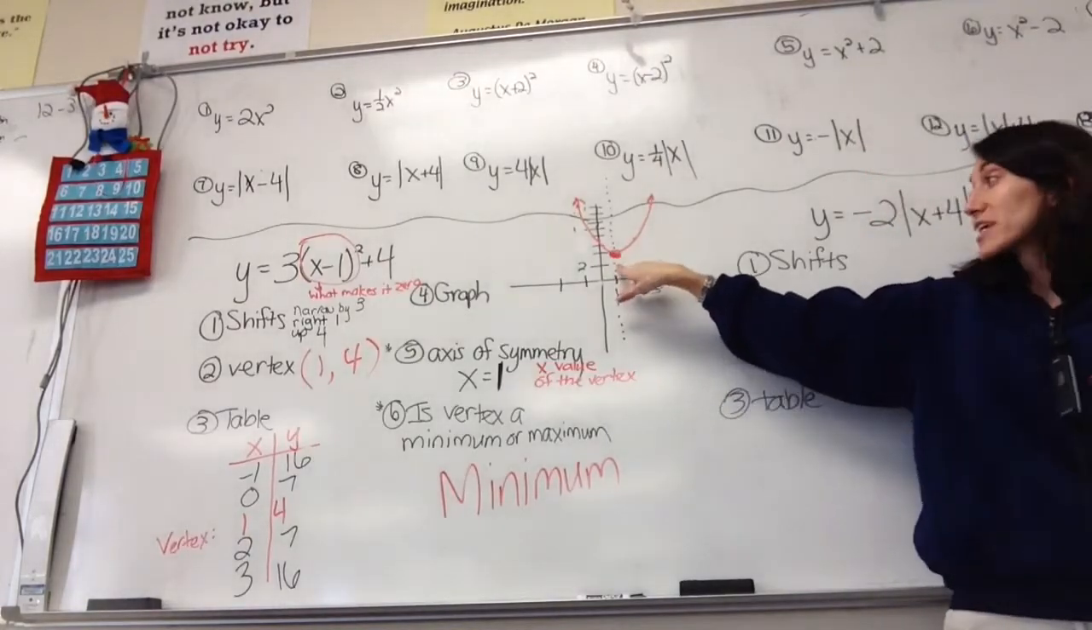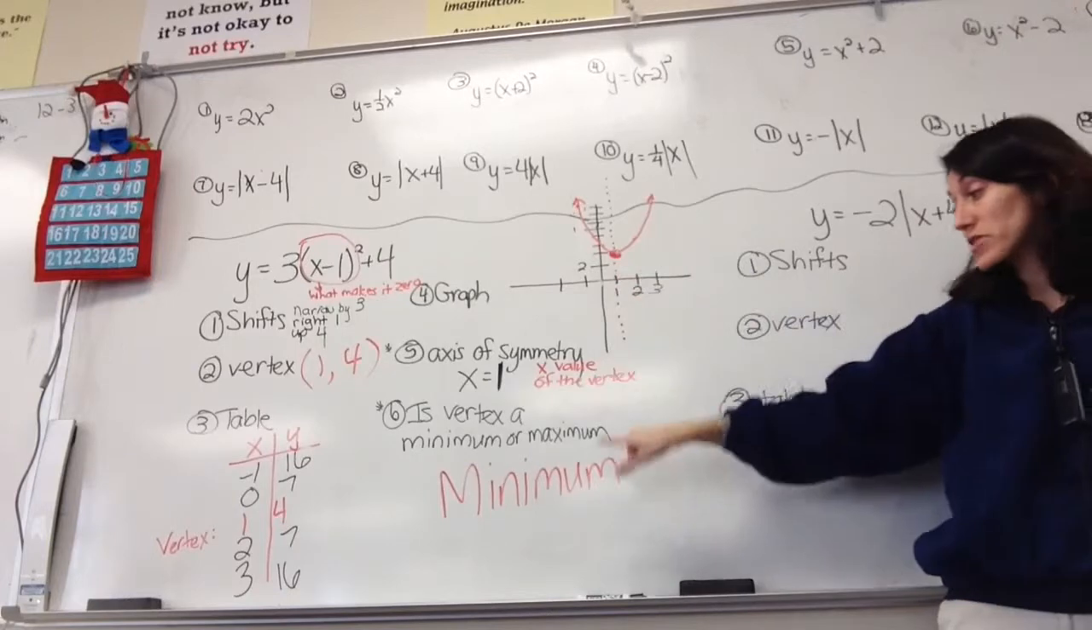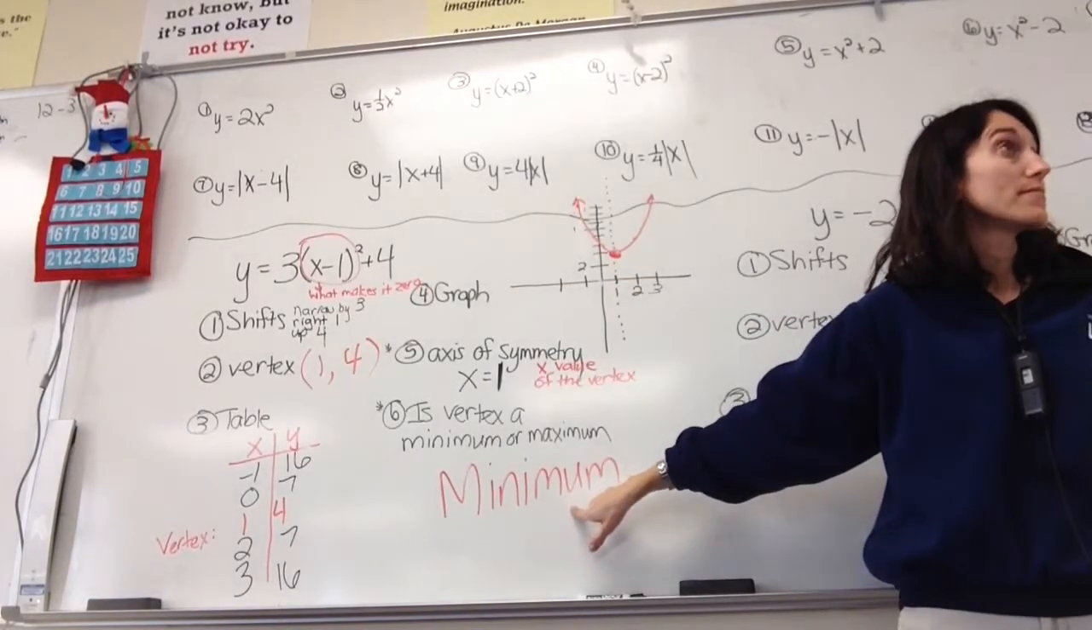Looking at your graph, here's your vertex. Is that the lowest point or the highest point? The lowest point. Okay, so that would make it a minimum. Okay?